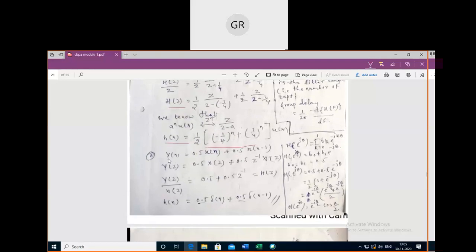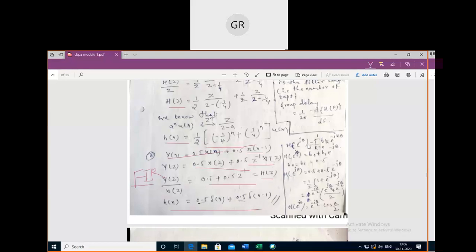And this one is FIR filter design. Here y of n is equal to 0.5 x of n plus 0.5 x of n minus 1. This problem is very important. Then take the z transform of this one, then y of z divided by x of z, that means h of z, 0.5 plus 0.5 z to the minus 1. Then take the inverse z transform of h of z, we will get h of n is equal to 0.5 delta of n plus 0.5 delta of n minus 1.